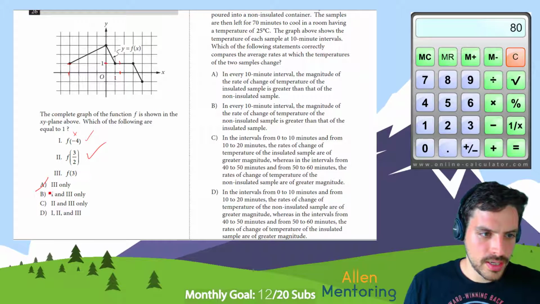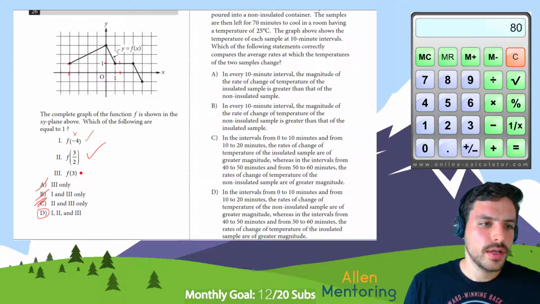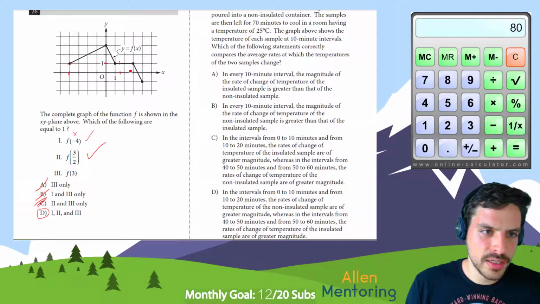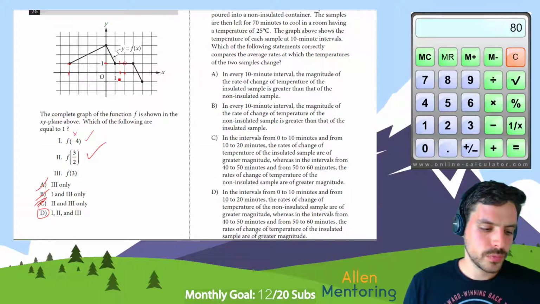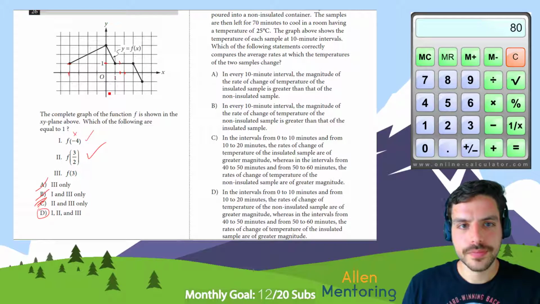So that's not it. That's not it. That's not it. 1, 2, and 3. All right, and just for fun, f of 3 we see is right there, right? X is 3 right here. And so y is also equal to 1 at that point. Okay?